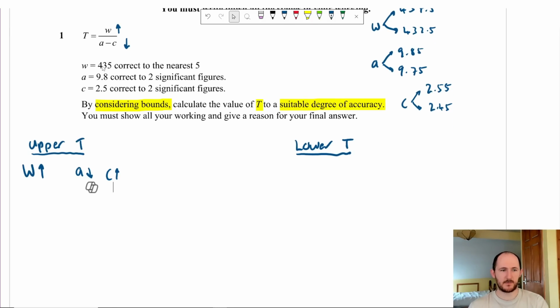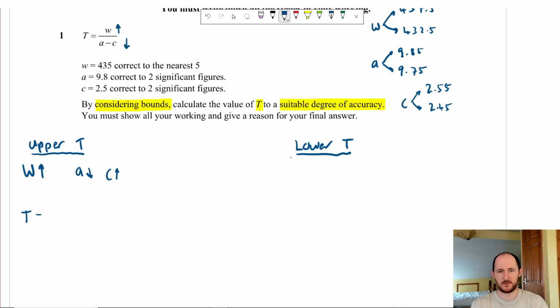And once we work this out, by the way, this would give us a mark. If we do the same thing with the lower bound, that gives us another mark. So that's 3 marks in total. So we're going to do the same thing for both upper and lower value of t. That gives us 3 out of the 5 marks.